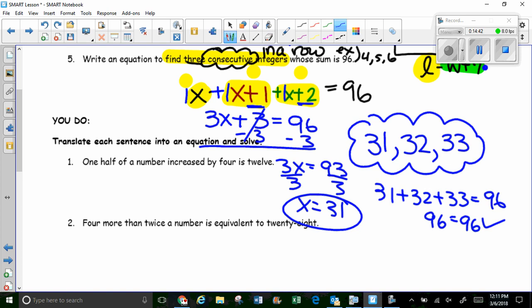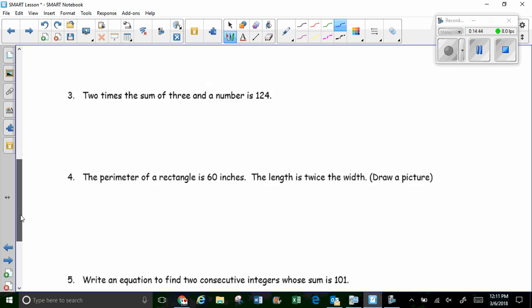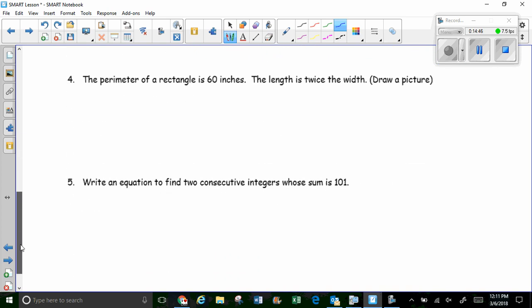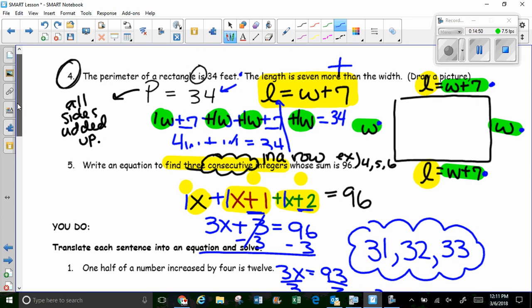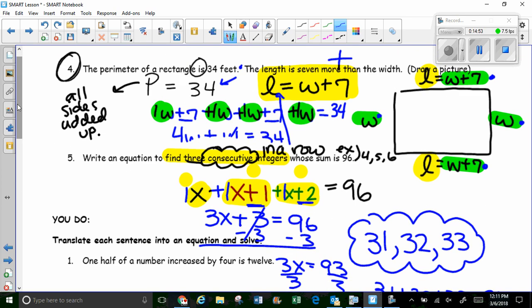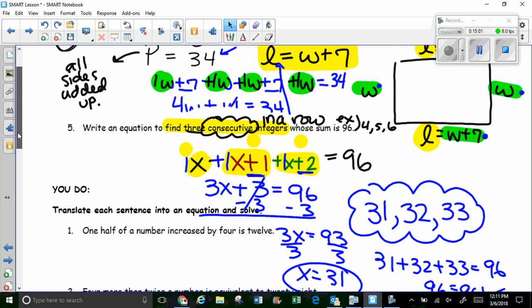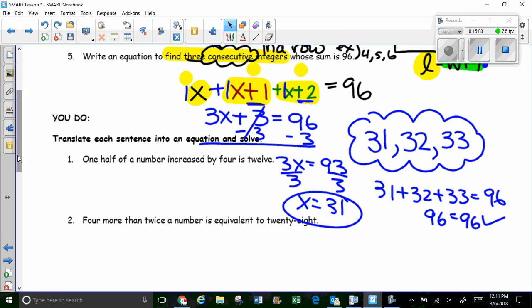So I just want to point out that number 5 that we just did is going to be super helpful for number 5 on your U-dos. Number 4 is going to be super helpful for number 4 on your U-do problem. So I want to see you guys trying that. If you get stuck, then go replay the video and see how I attacked that problem, and then use that to help you with your U-do problem. So at this point, go ahead and try your 5 U-do problems.